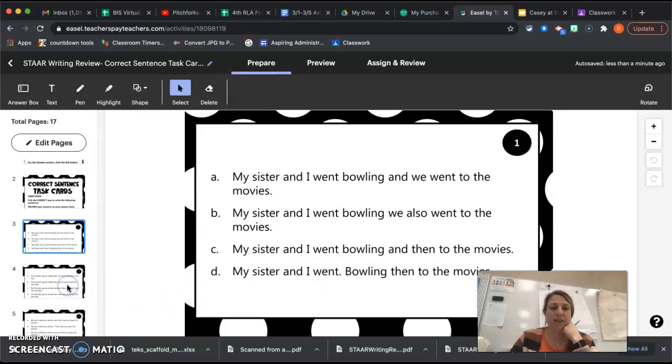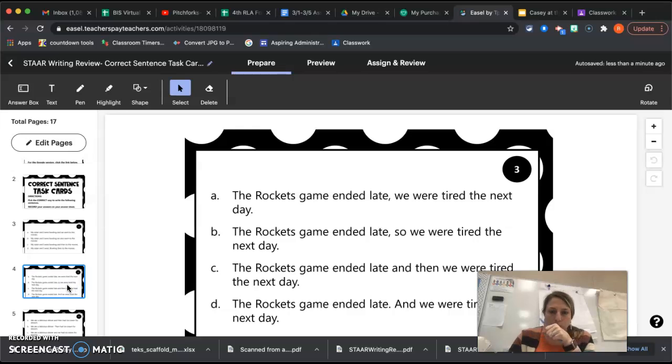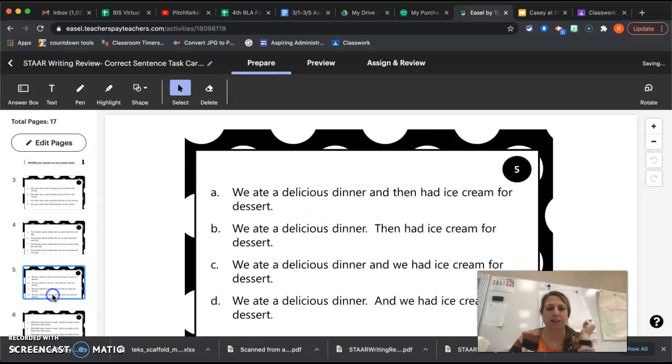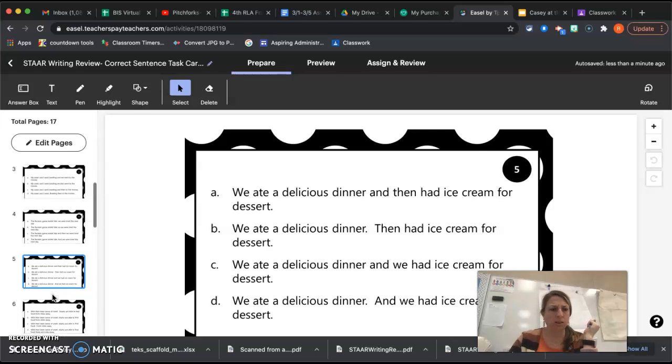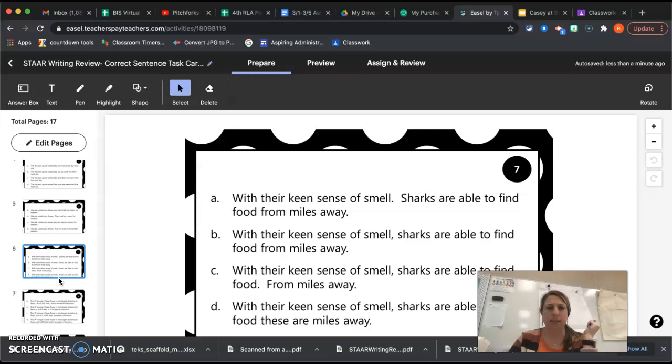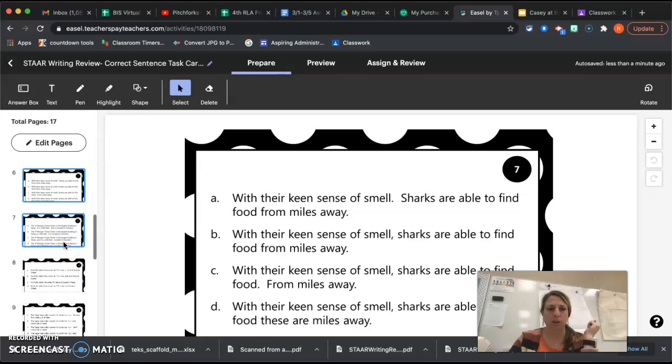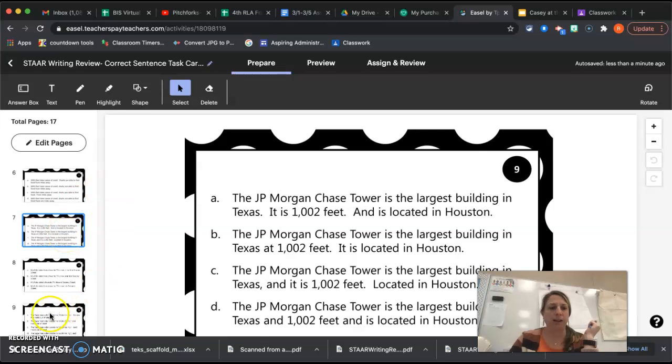Let me see if I can find another one. You guys did really good at being able to add the comma conjunction, so I don't feel like we need to go over that super much. Let's see. Trying to find some that you would have.